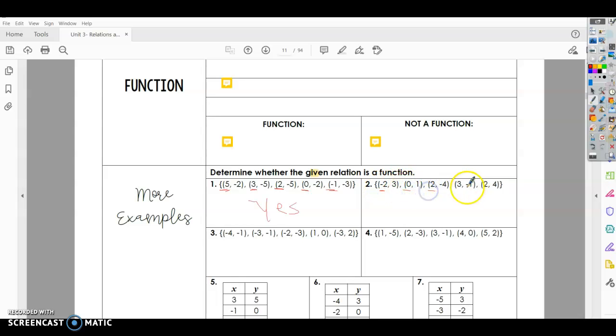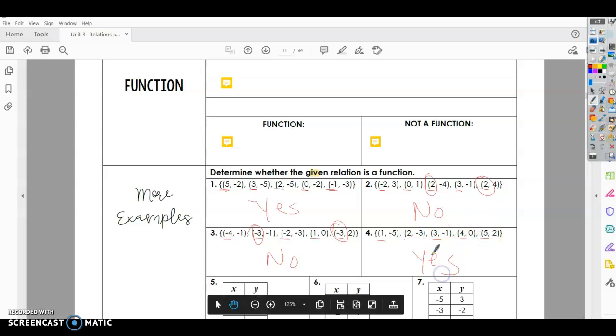-2, 0, 2, 3, and 2. 2 and 2. This one is not a function because the x's are not unique or different. Next, -4, -3, -2, 1, and -3. -3, -3, nope, this is not a function. Then 1, 2, 3, 4, 5. Those are all different. Yes, this is a function.